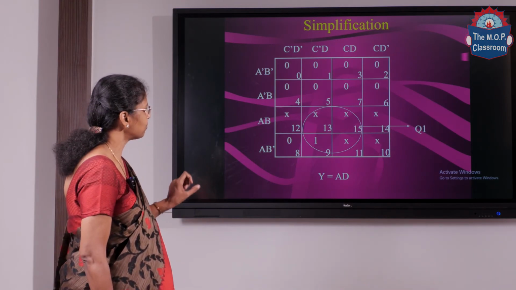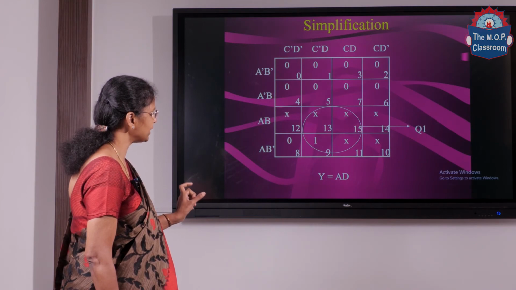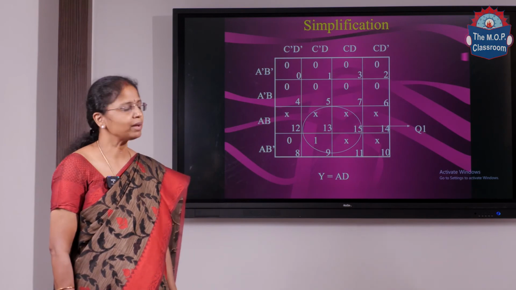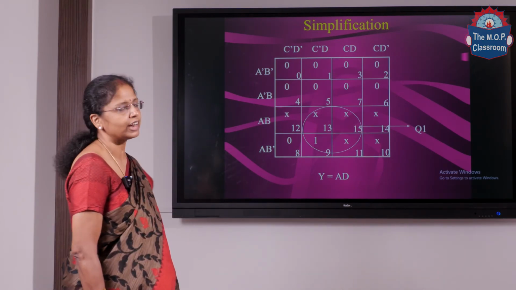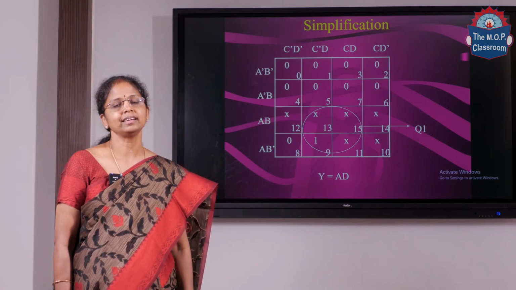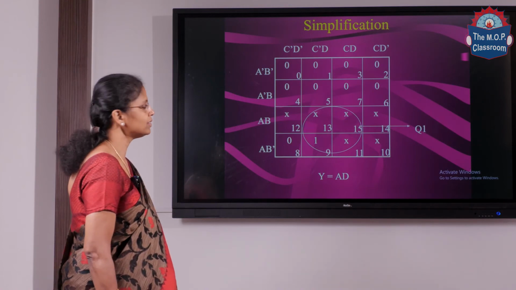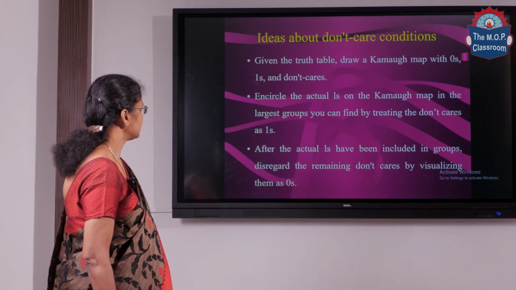So, for this particular K-map, we are able to get a Boolean expression y is equal to AD corresponding to the quad. We are able to achieve this by making use of the 3 X's adjacent to 1, where these 3 X values are treated as 1. So, we are able to form a quad. So, this is the advantage of using the don't care condition.